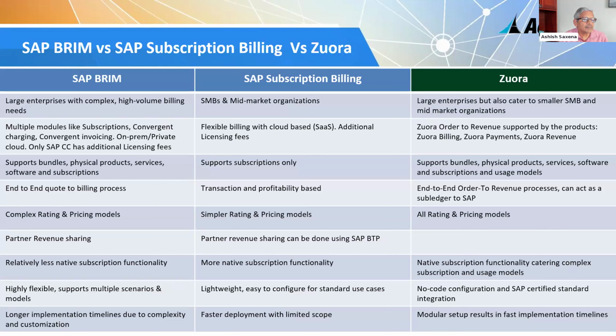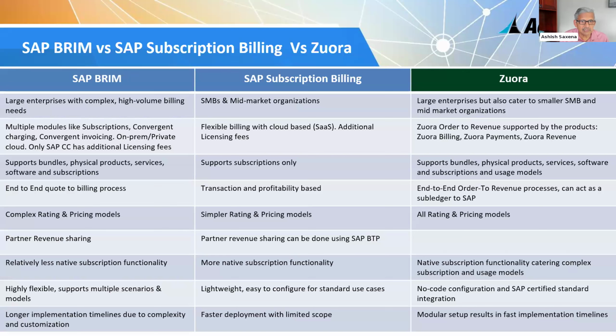For rating and pricing, BRIM can support very complex models as well. Subscription billing is primarily for simpler rating and pricing models, and Zuora can do all kinds. Zuora is quite adept at handling different models, from small and easy to complex. Again, you can read through the rest, but those are the key differences between the three solutions.